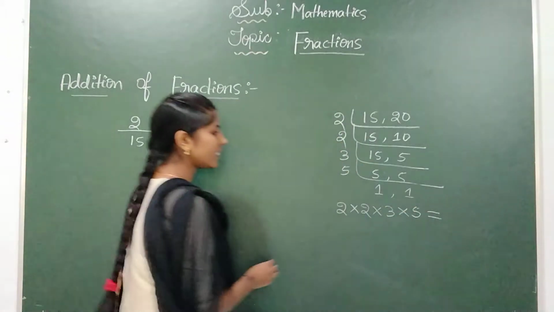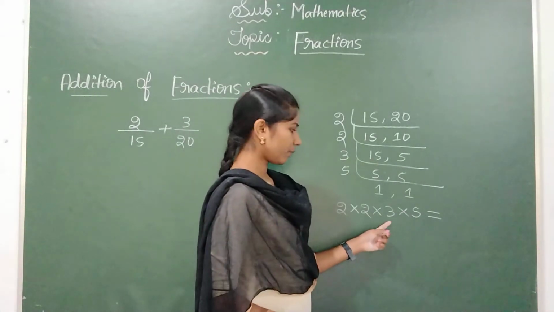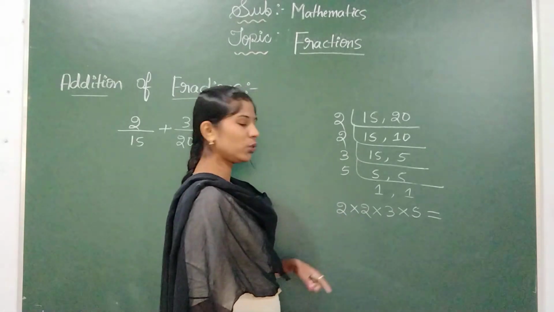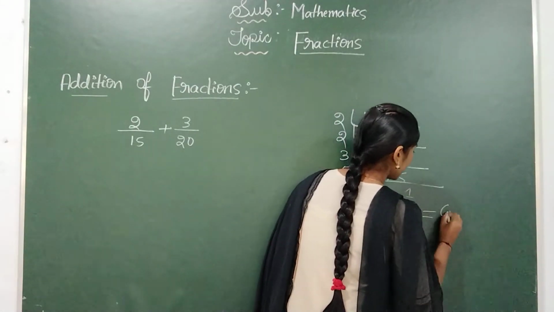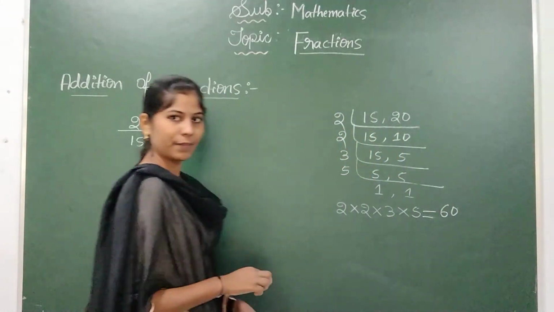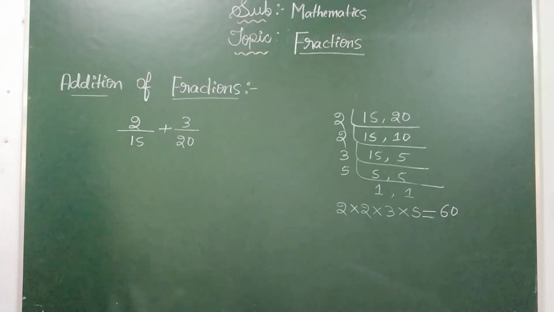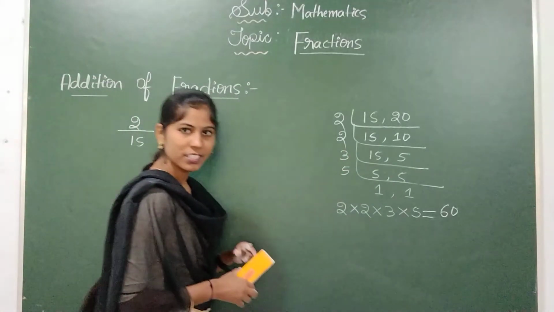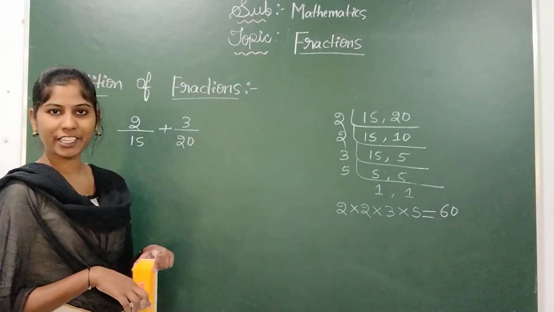So what is the LCM? The LCM is 5 into 3, 15. 15 into 2 is 30, and 30 into 2 is 60. So the LCM of these two numbers is 60. The first step is to find the LCM for those two numbers. After finding the LCM, next multiply the LCM to the fractions.